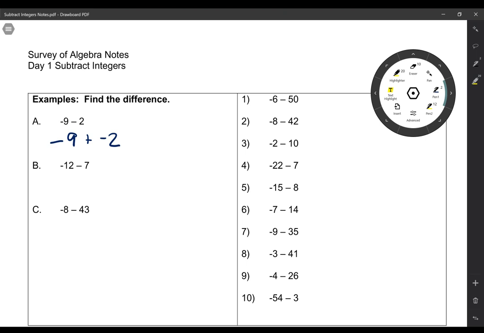So if I have a -9 and a -2, they're both negative. I add them, I get 11, and it's going to be a -11. When I owe $9, I owe $2. Now I owe 11. It's still negative.